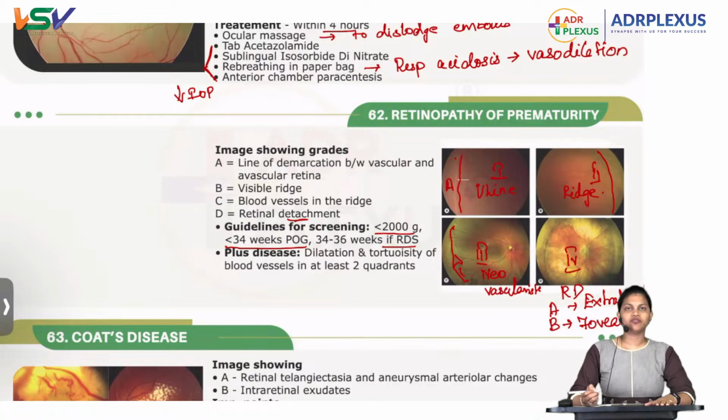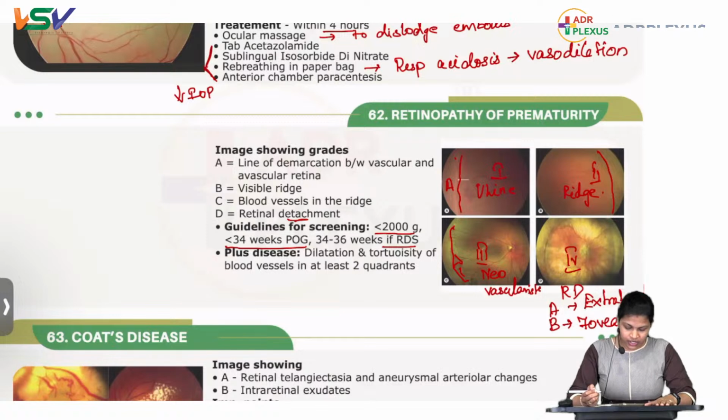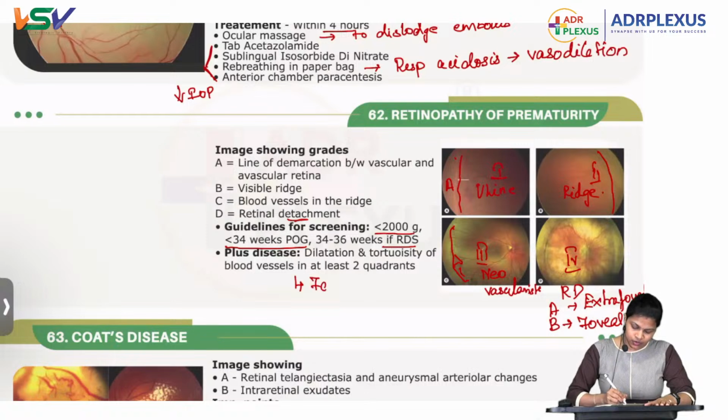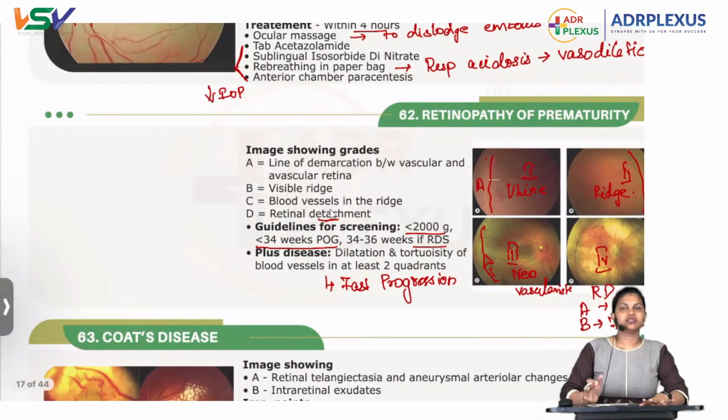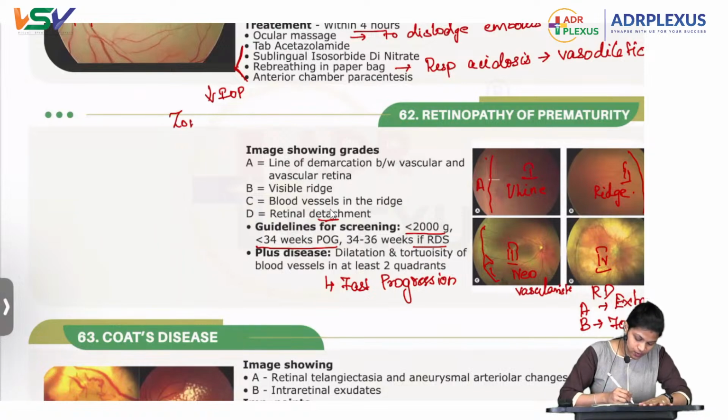Now, something you have to remember here is the plus disease, where you have the dilation and tortuosity of the blood vessels in at least two quadrants of the posterior pole, and this means faster progression. Okay, this means a faster progression of the disease, plus disease. Other thing you have to remember here is the zones of the ROP.